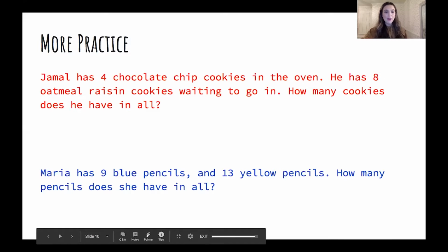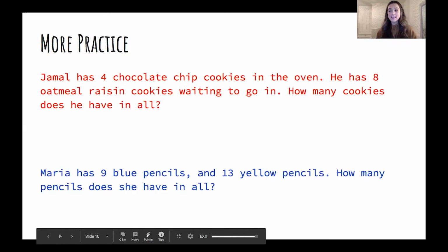So we did the problem with Lucy. So now let's look. We have 2 problems on here, but first let's just look at the top one that's in red, okay? So this one reads, Jamal has 4 chocolate chip cookies in the oven. Now stop. Before we move on, I would just like to say I love chocolate chip cookies, and I wish I had 4 chocolate chip cookies in the oven right now, okay? Anyways, carrying on. Jamal has 4 chocolate chip cookies in the oven. He has 8 oatmeal raisin cookies waiting to go in. How many cookies does he have in all?